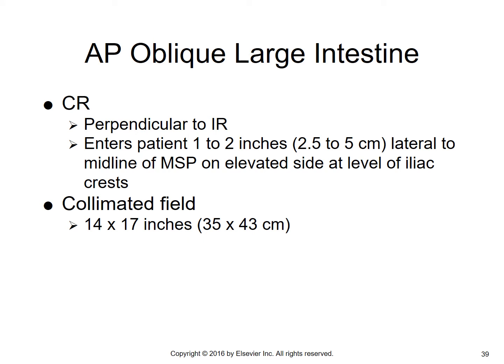Central ray is perpendicular. It enters the patient 1 to 2 inches lateral to the midline of the MSP, once again on the elevated side at the level of the iliac crest. So imagine that again, you've got this 14 by 17 size collimated field. You're going to center at the level of the crest, but you're going to move the central ray then lateral about 1 to 2 inches on the side that's up. Once again, you're trying to put the anatomy in the middle or as close to it as you can at 14 by 17.